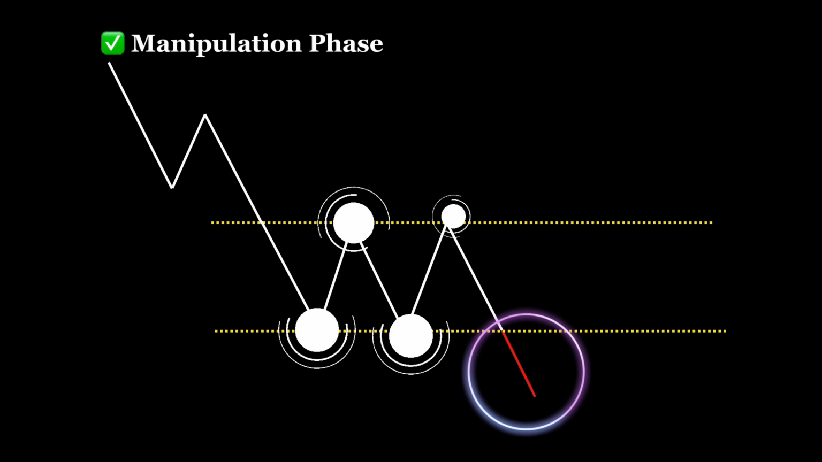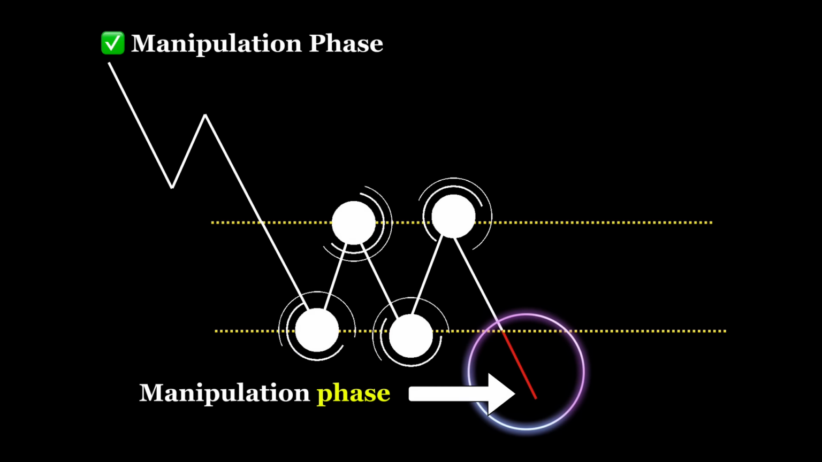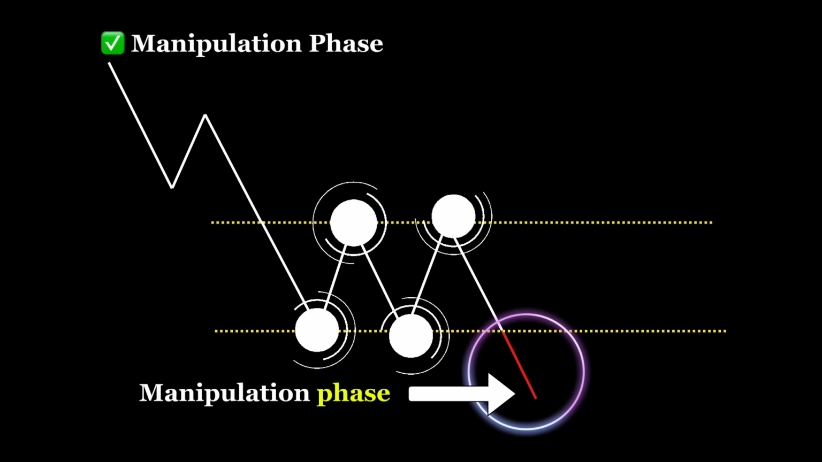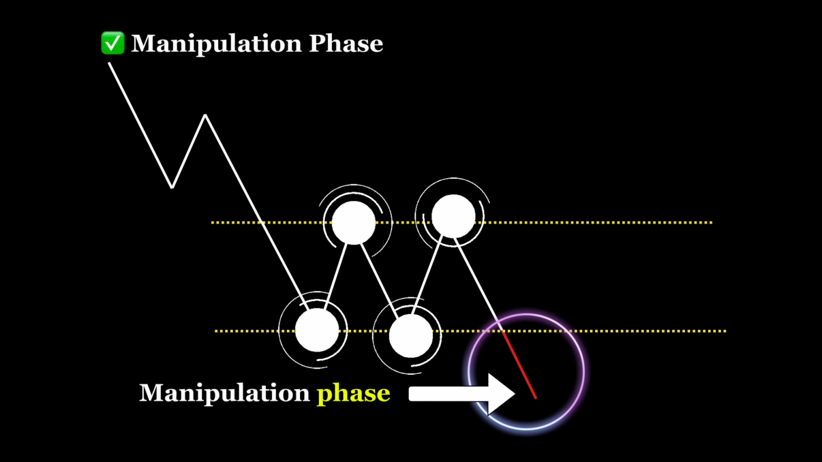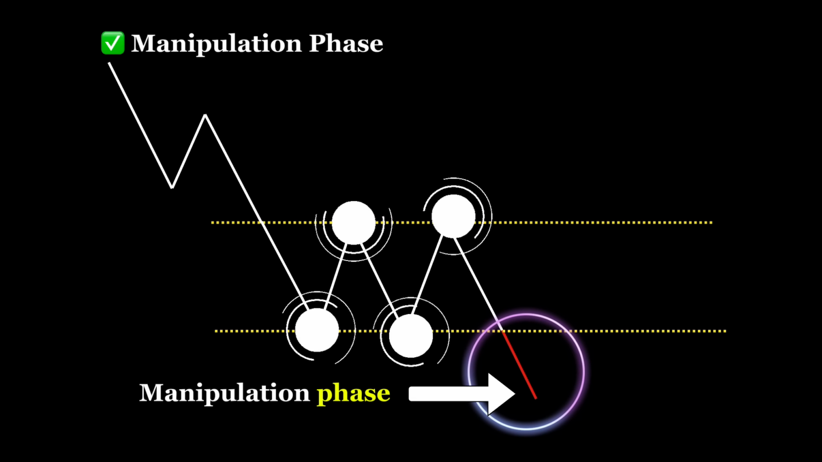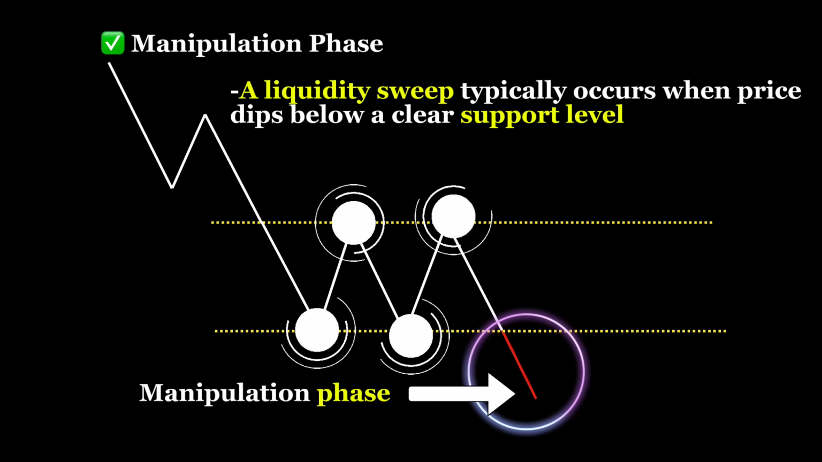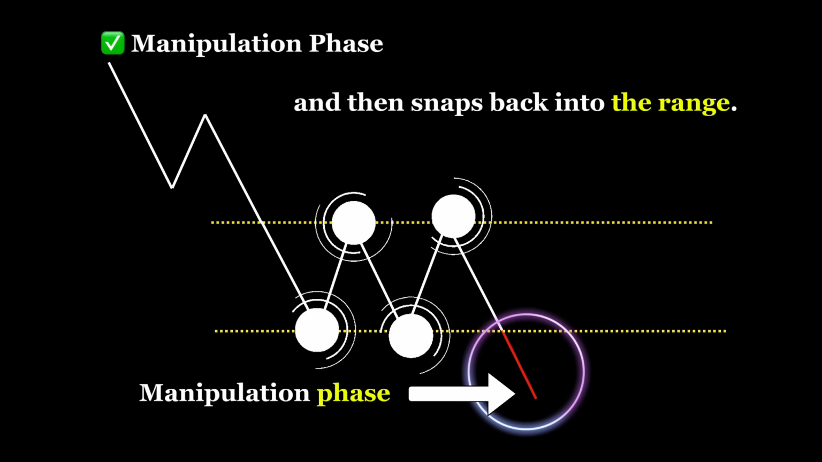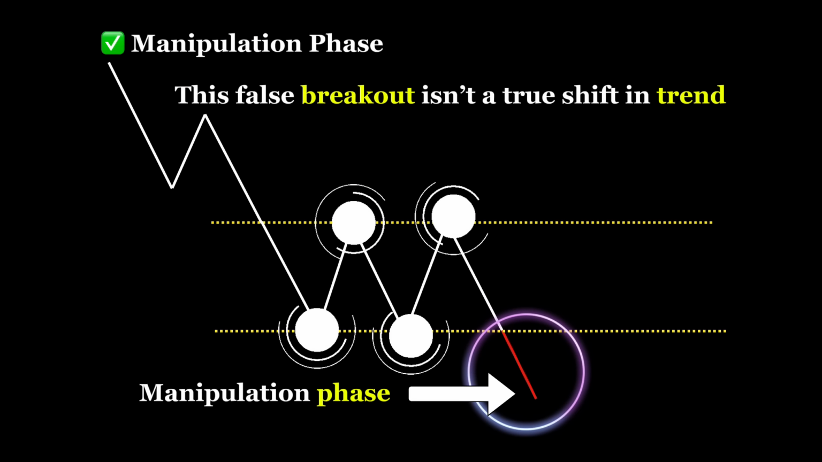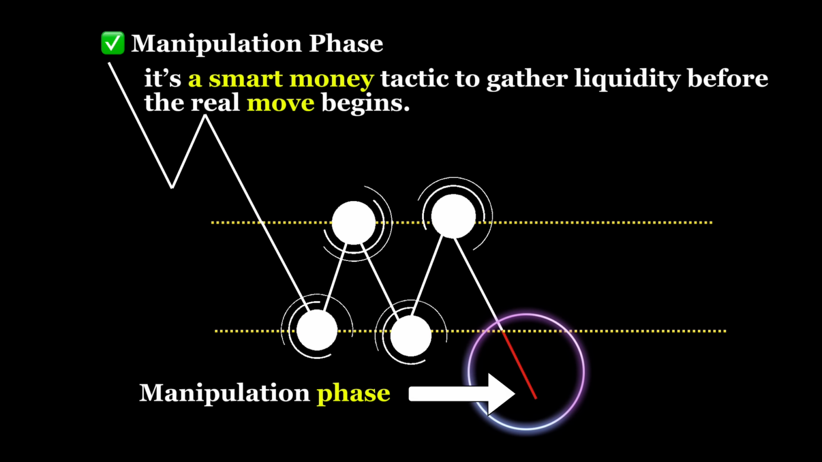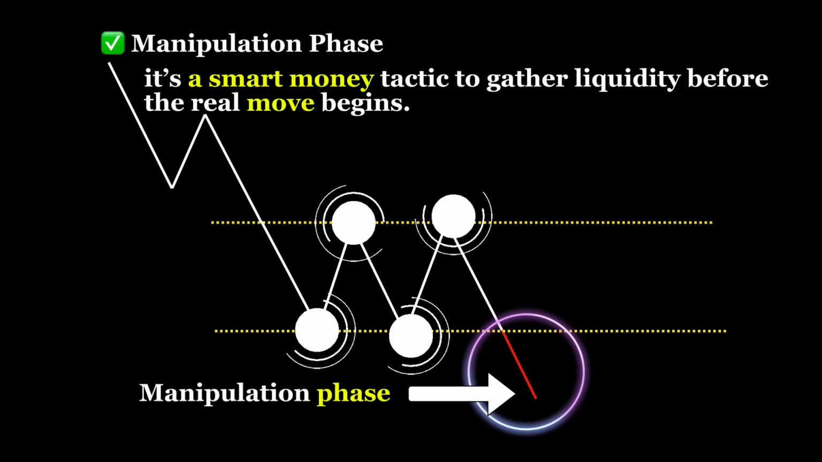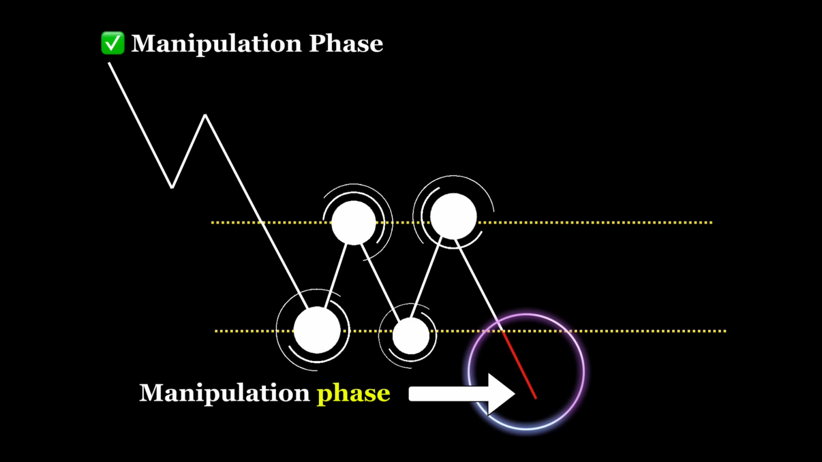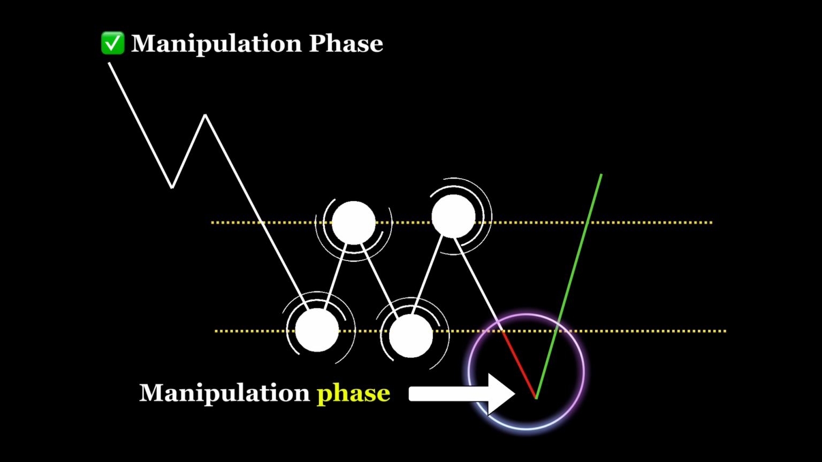Next comes the manipulation phase, where the market fakes a breakout to the downside or upside. This move is designed to trap retail traders by triggering stop losses and luring in breakout traders. It's a classic liquidity sweep, engineered to collect orders from unsuspecting participants. A liquidity sweep typically occurs when price dips below a clear support level and then snaps back into the range. This false breakout isn't a true shift in trend, it's a smart money tactic to gather liquidity before the real move begins. Once enough liquidity has been captured, smart money drives price rapidly in the opposite direction.